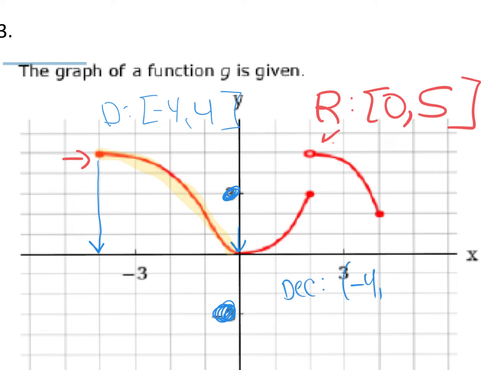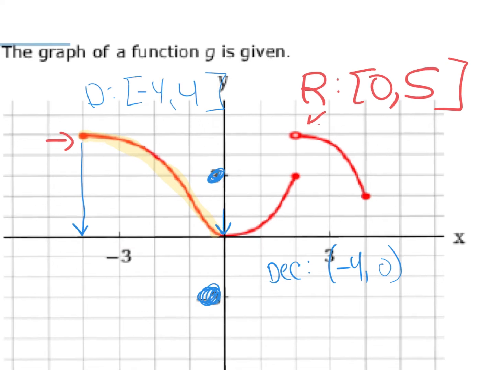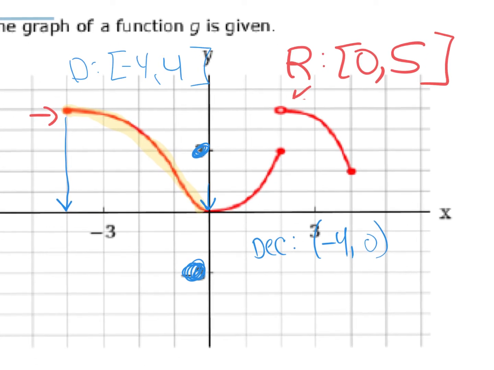From -4 to 0. We always use parentheses on increase, decrease, constant. Always. You can never increase and decrease at the same time. So as we're moving left to right, what does my function do here? It goes up. It increases. So from where on the x-axis to where on the x-axis is it going up? Good, Bella. 0 to 2.